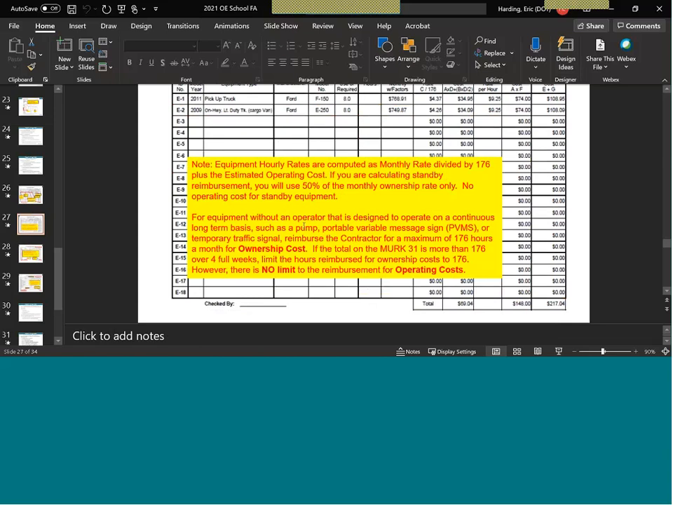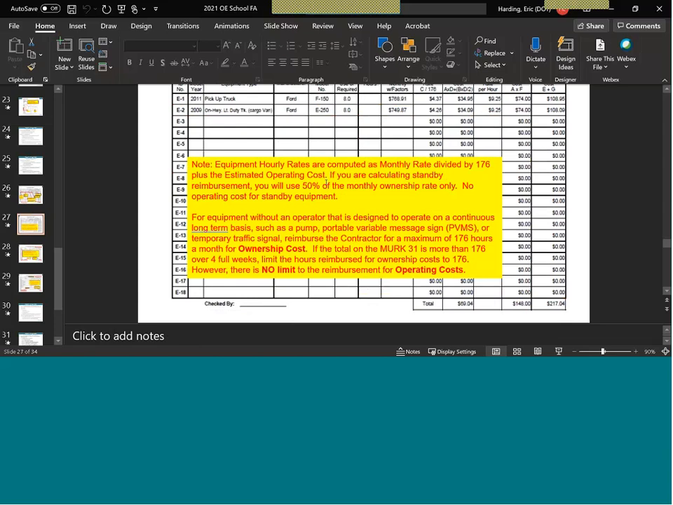This is something I'm going to restate, but the equipment hourly rate, our computer has a monthly rate divided by 176 plus the estimated operating cost. And if you're calculating a standby rate, you just take that monthly ownership cost divided by 50% times the hours it was on standby. And that will be what we reimburse.